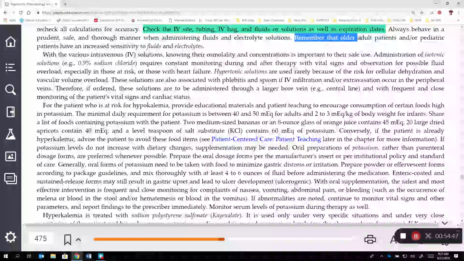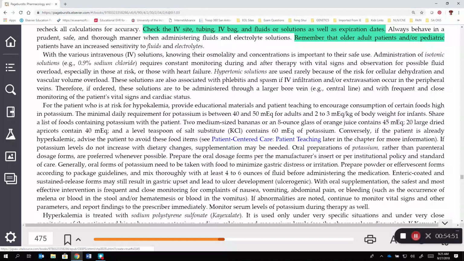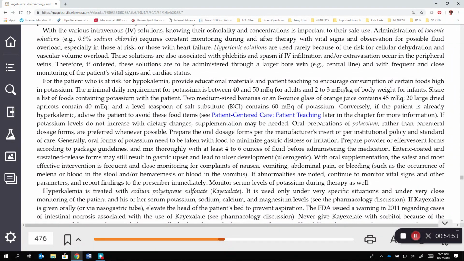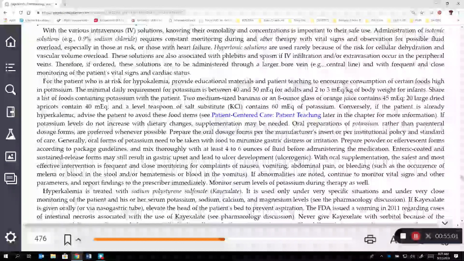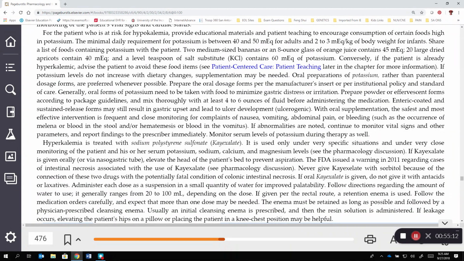Keep in mind your age implications for pediatric and adult patients. Know the osmolality and concentrations. Understand osmotic changes. Isotonic solutions such as 0.9% sodium chloride. You need to know what a hypertonic solution is. What's a hypotonic solution? What's it going to do to the patient if I administer this? What's the goal of giving a hypertonic solution? What's the goal of a hypotonic solution?